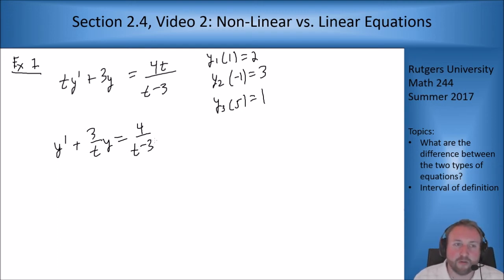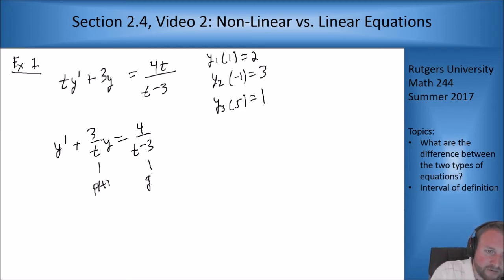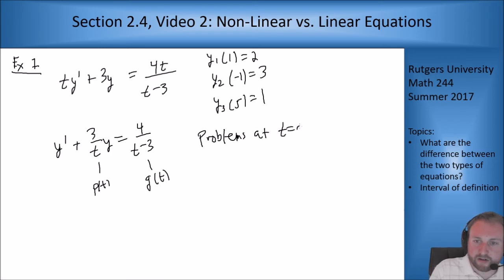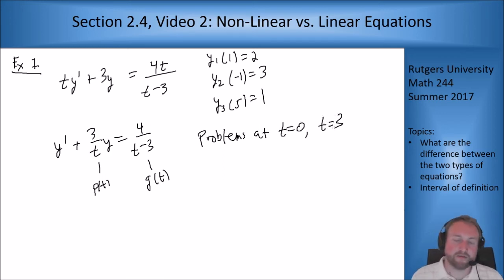And I know by the linear existence uniqueness theorem that I will have a solution so long as both p of t, which is this guy, and g of t, which is this guy, are continuous. So where are my only problems here? I only have problems at t equals 0 and t equals 3. That's where these things become discontinuous. So what does that mean for my solutions?